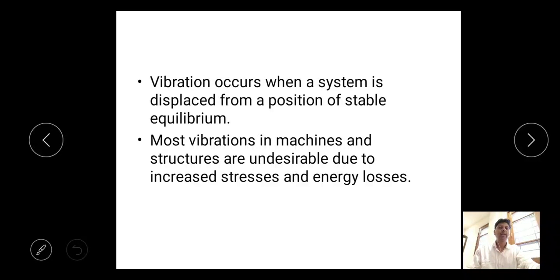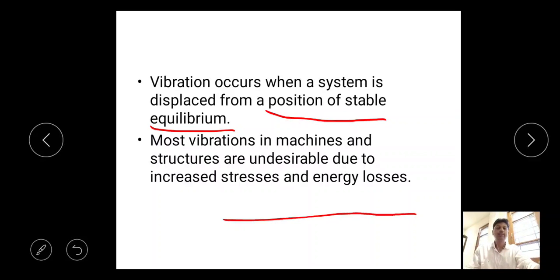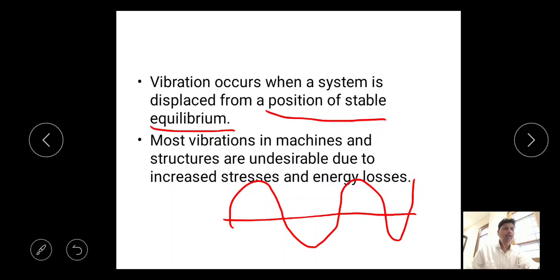Vibration occurs when a system is displaced from a stable or equilibrium position. We have studied, if this is the equilibrium position, from here it is moving like this. To and fro motion is called mechanical vibration. So what is the need to study mechanical vibration? Why are you studying this vibration?